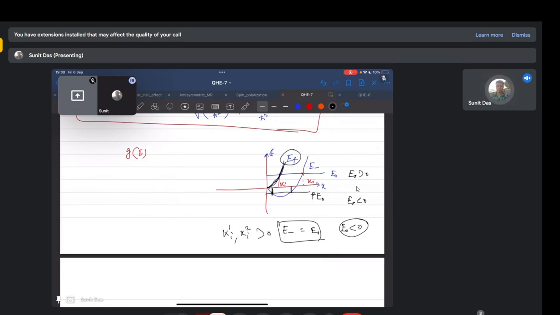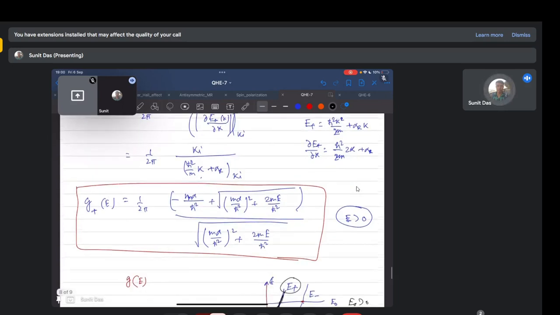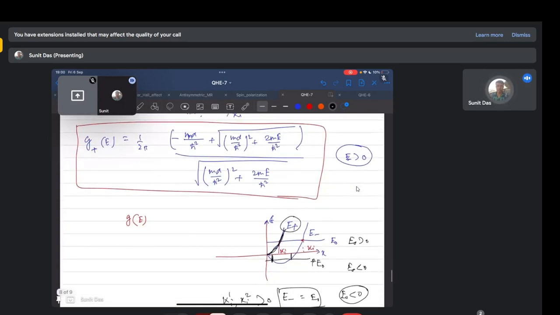So that's how we can derive the spin resolved density of state. This was for the plus spin, and then similarly we can derive it for the minus spin. For positive energy states, which is e0 greater than 0, we'll have contribution from both e plus and e minus, and for negative energy, e0 less than 0, we'll have contribution only from the e minus state. Okay, so next question.